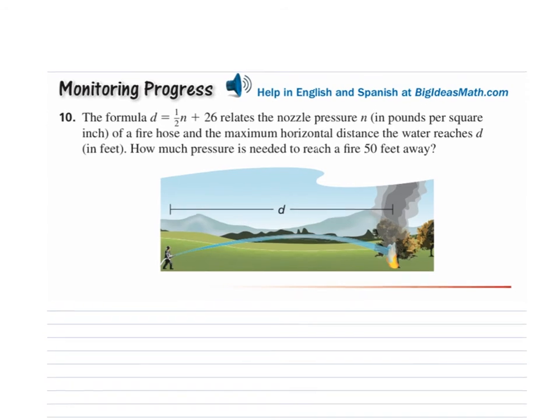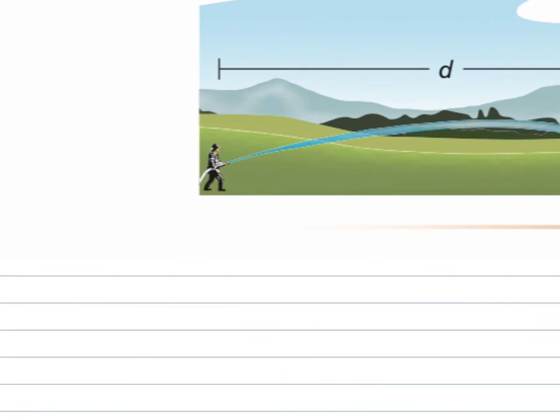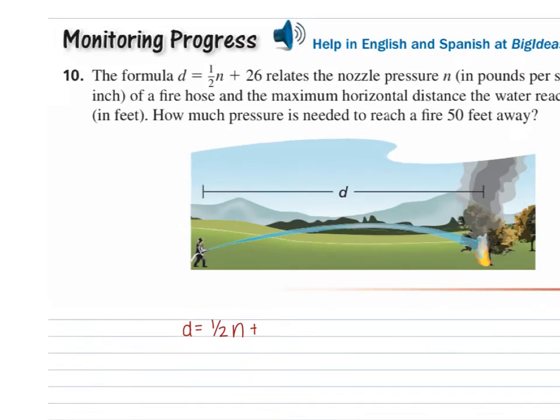Next, we have a word problem that says the formula D is equal to 1/2 n plus 26 relates the nozzle pressure n of a fire hose and the maximum horizontal distance the water reaches D in feet. How much pressure is needed to reach the fire 50 feet away? So your D is the 50, so D is equal to 1/2 n plus 26.